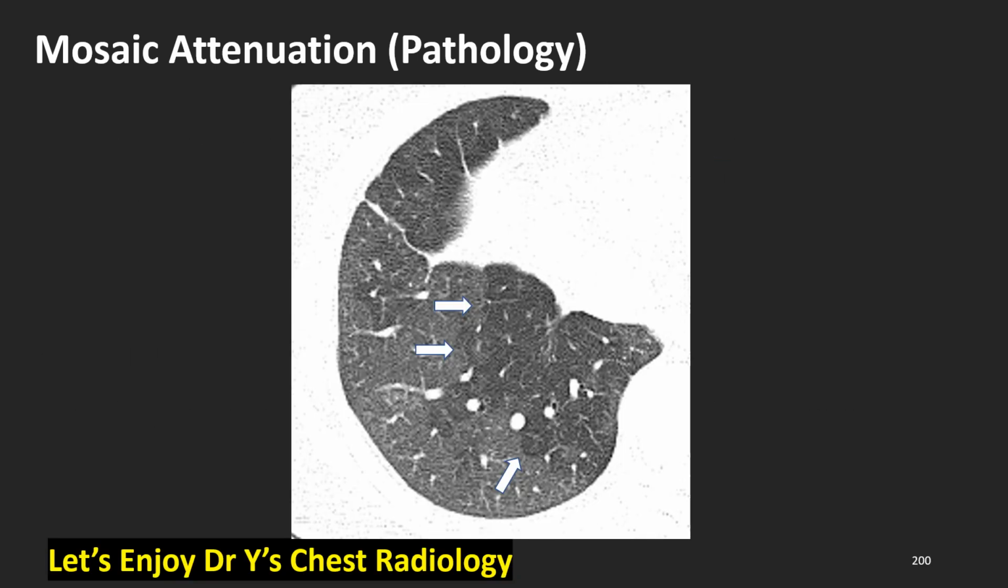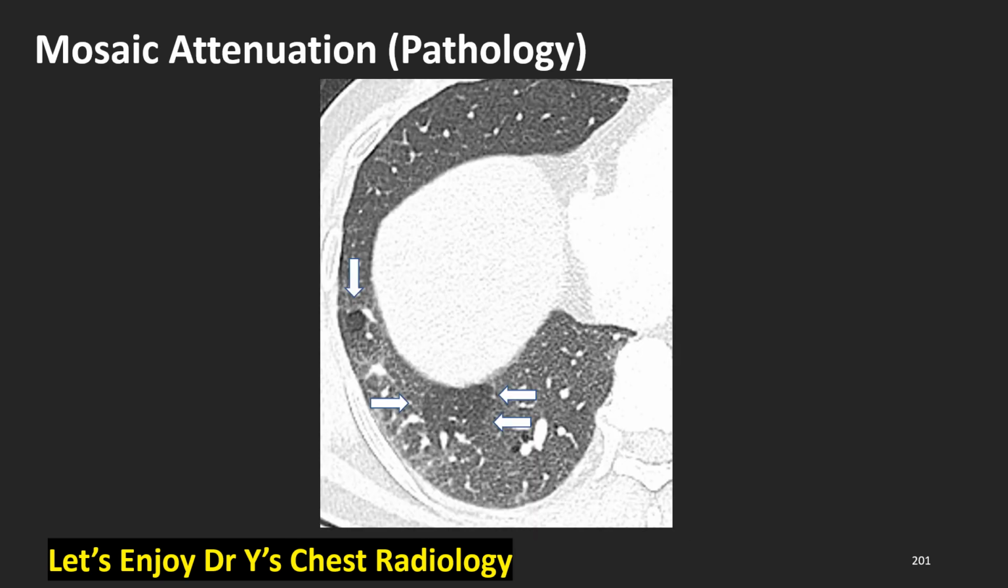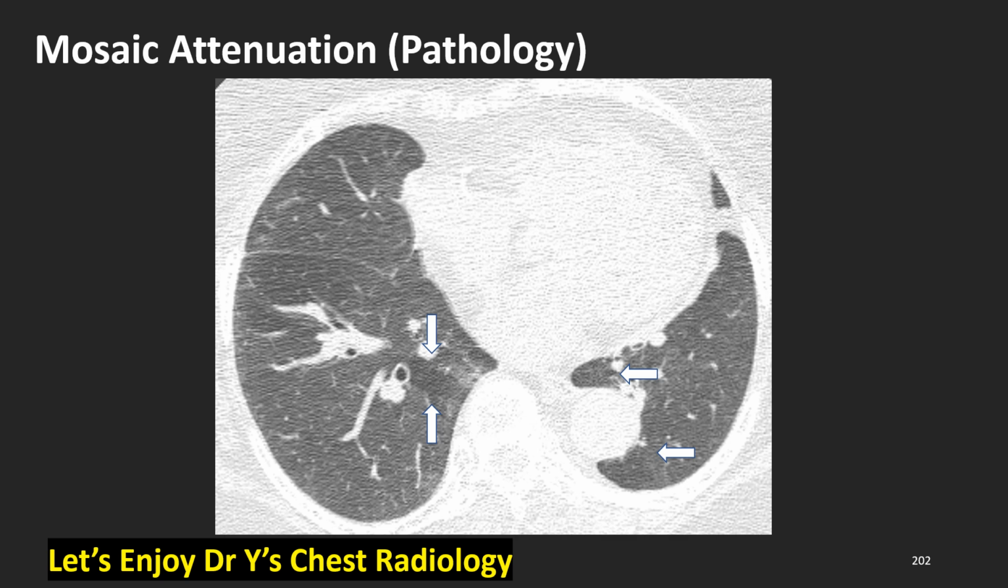Mosaic attenuation pathology. Arrows indicate the mosaic attenuation of lower density. Mosaic attenuation pathology. Arrows indicate the mosaic attenuation in another patient. Arrows indicate mosaic attenuation in a different patient.